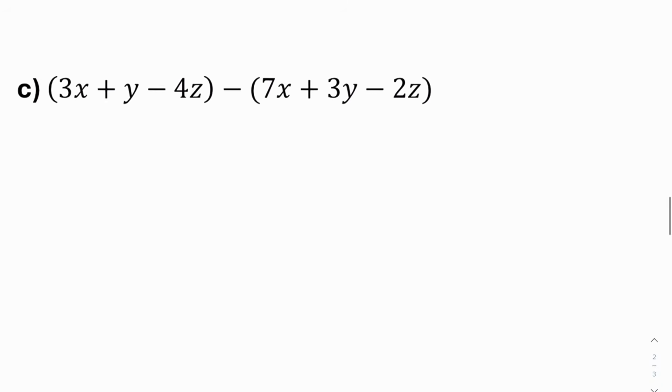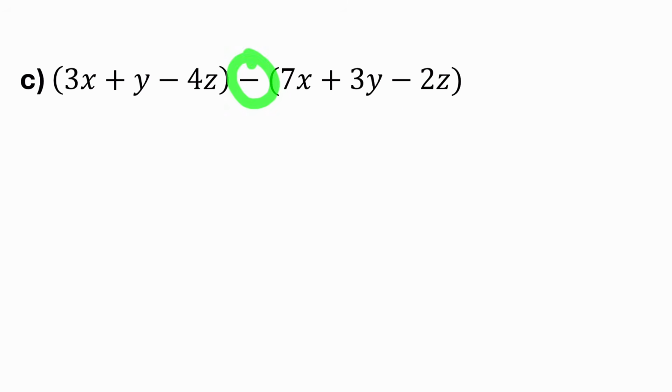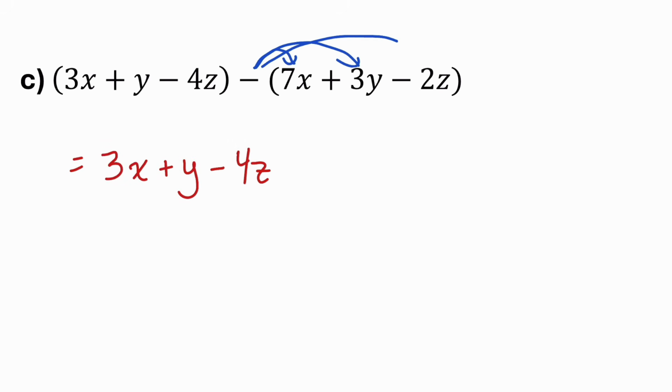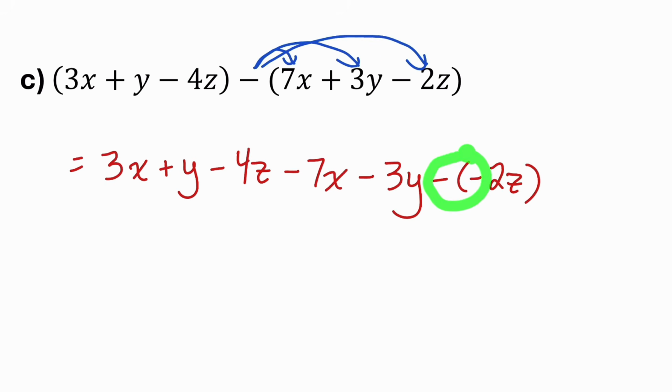Let's do part C. When subtracting polynomials, we'll drop the brackets on the first polynomial, and then I have to subtract all 3 terms in the second polynomial. I have to subtract 7x, subtract positive 3y, which I could just write as minus 3y, and then I have to subtract negative 2z. But when subtracting a negative, I can just change that to plus 2z.